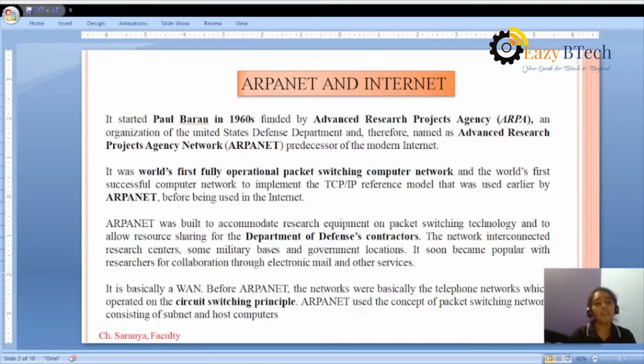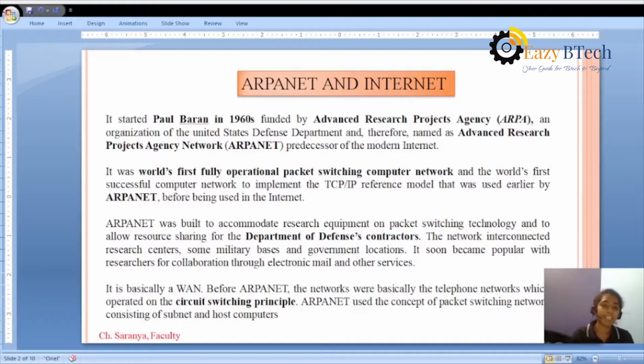It was the world's first fully operational packet switching computer network. Packet switching means there is a connection from one device to another device to communicate data without using telephone lines. It was also the world's first successful computer network to implement the TCP/IP reference model, which was used earlier by ARPANET.